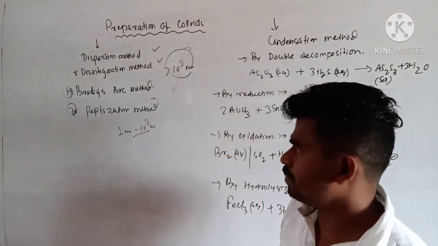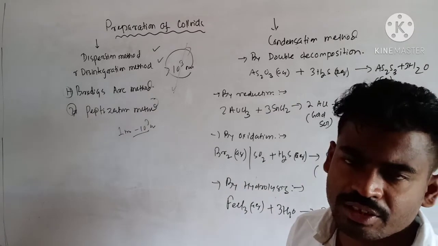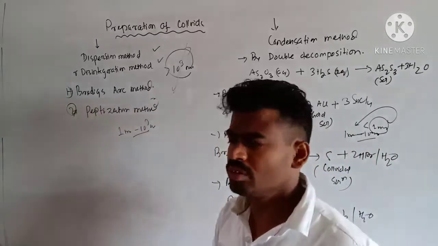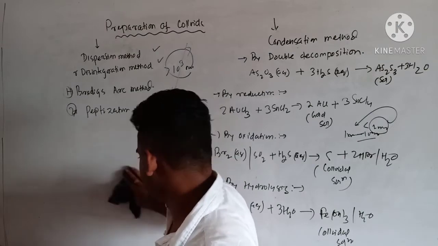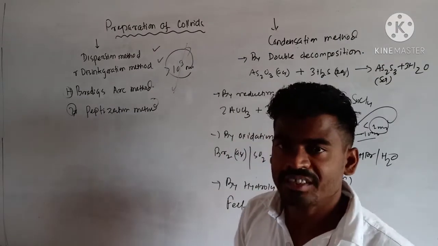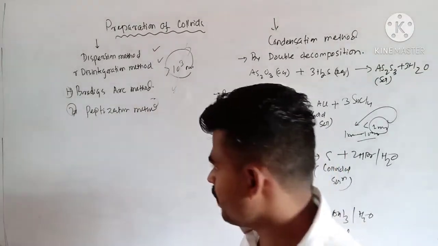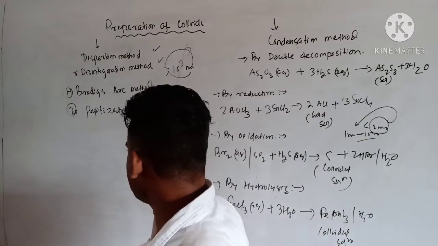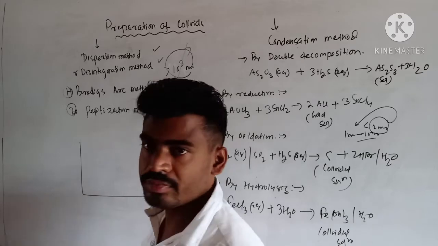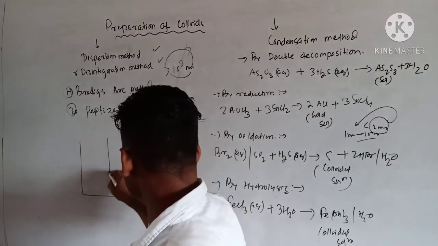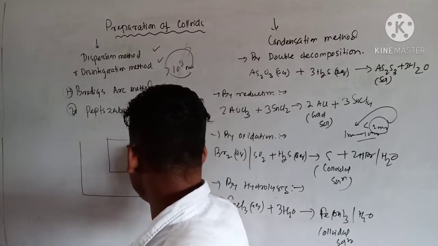Okay, so the first one is the Bredig arc method, very important. Generally the metal sols, you can say gold, platinum, and silver sols, are prepared by this Bredig arc method. A little bit of information I need to provide over here. It is a very simple method. You just take a container like this, and another container filled with water, you can take this one filled with water.